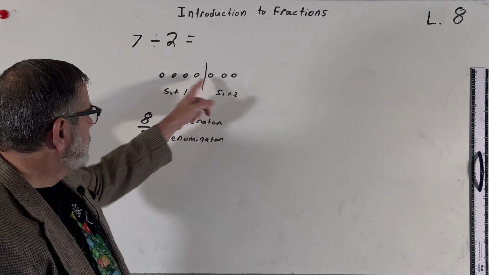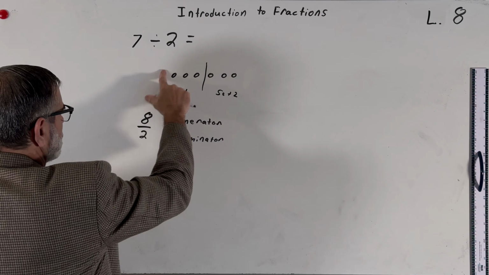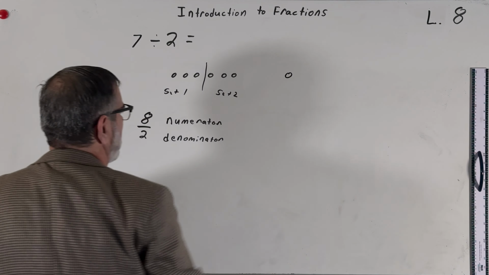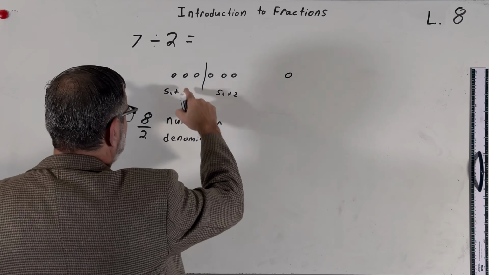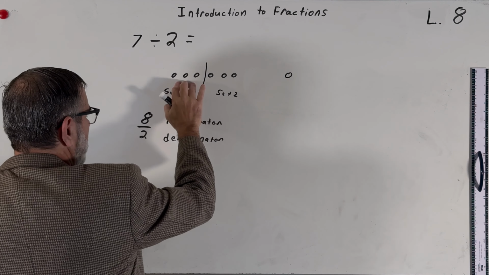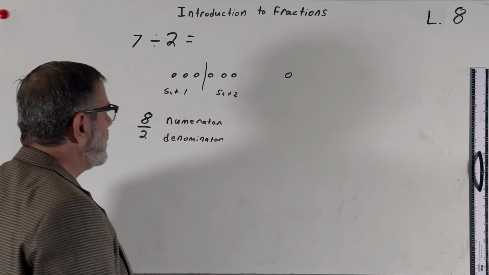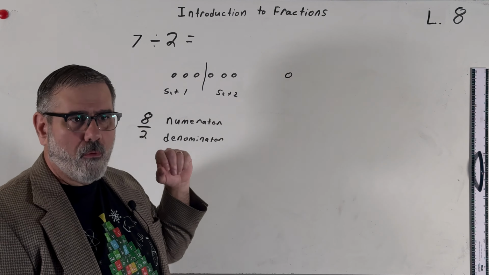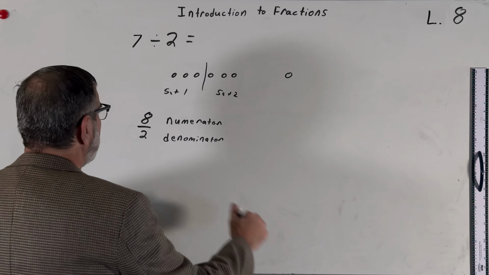Well, we can't have the 2 sets be unequal. So what we're going to do is take one of those out and put it aside over here. And so this says that 7 divided by 2, well, we can get 3 in one set and 3 in the second set, but we've got 1 left over. We call that a remainder in our division problems, right?